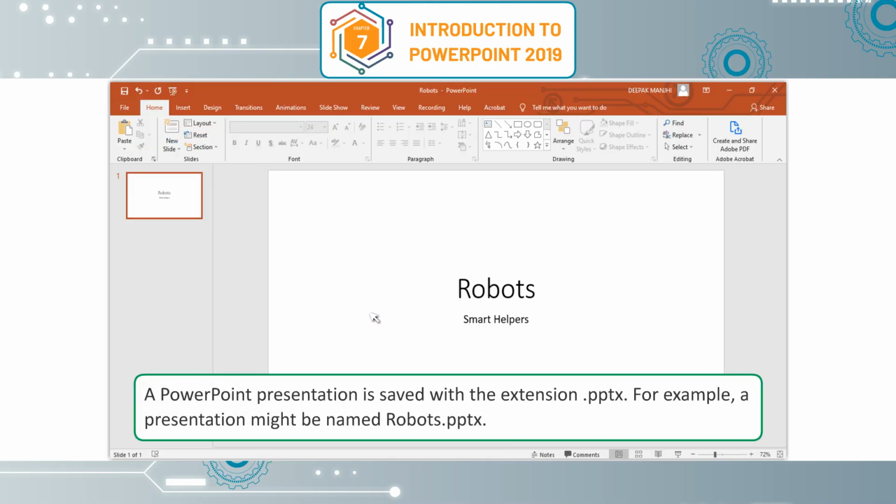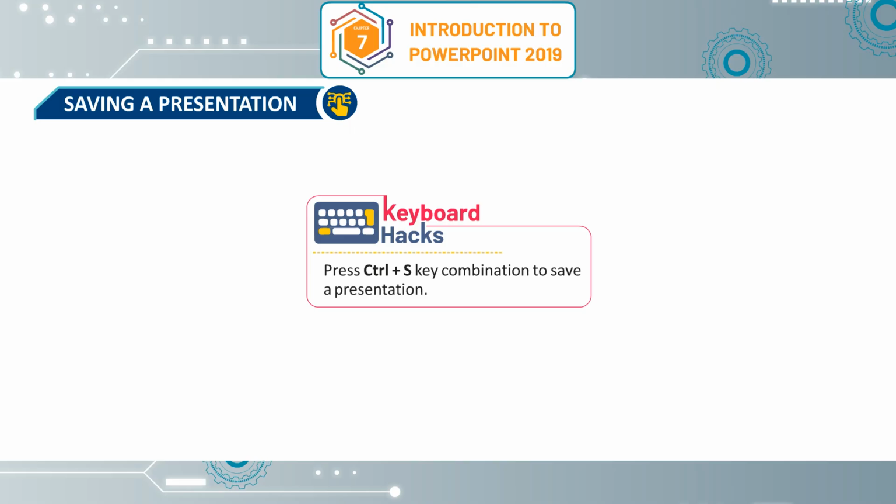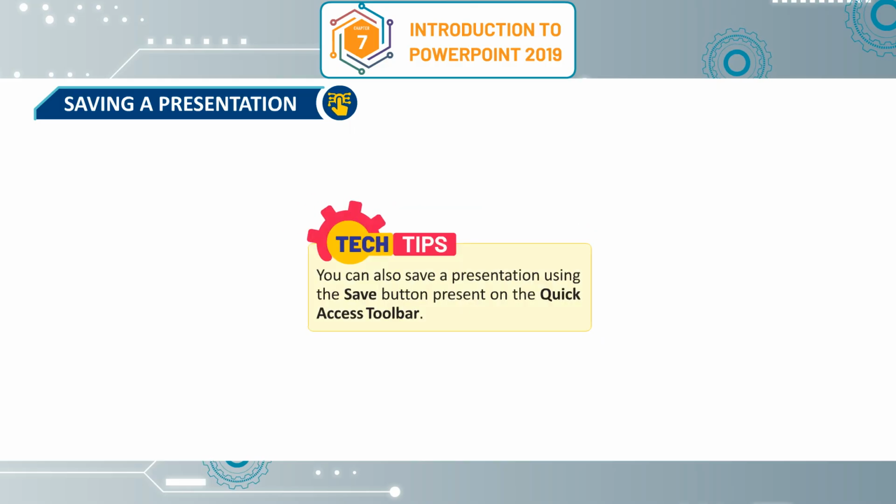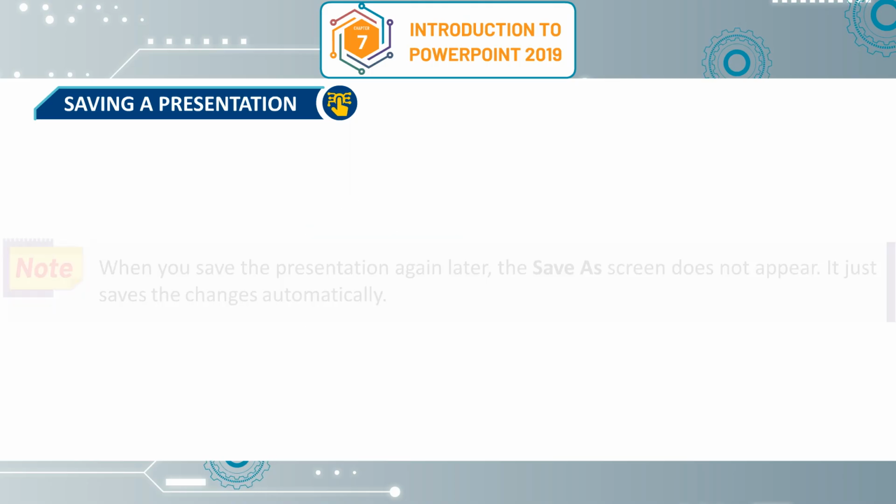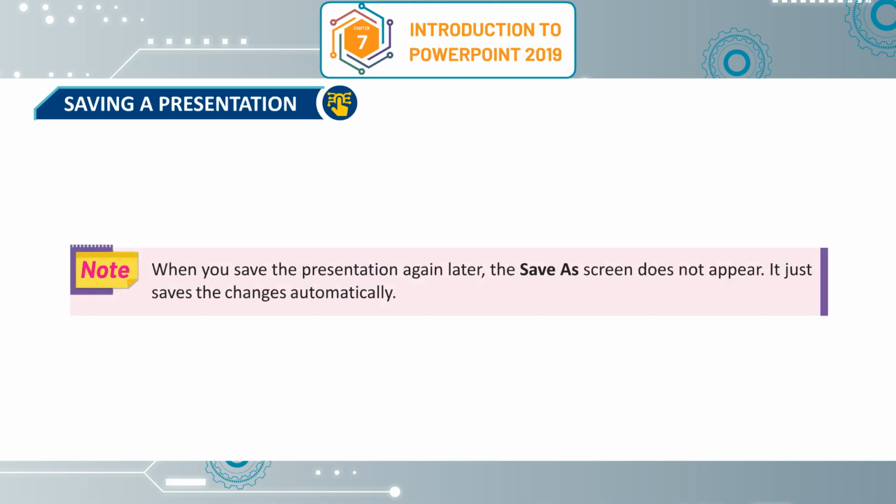A PowerPoint presentation is saved with the extension .pptx. For example, a presentation might be named robots.pptx. Keyboard hacks. Press Ctrl+S key combination to save a presentation. Tech tips. You can also save a presentation using the Save button present on the Quick Access toolbar. Note: when you save the presentation again later, the Save As screen does not appear. It just saves the changes automatically.